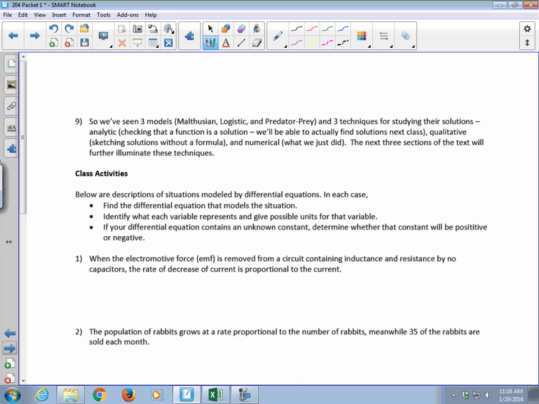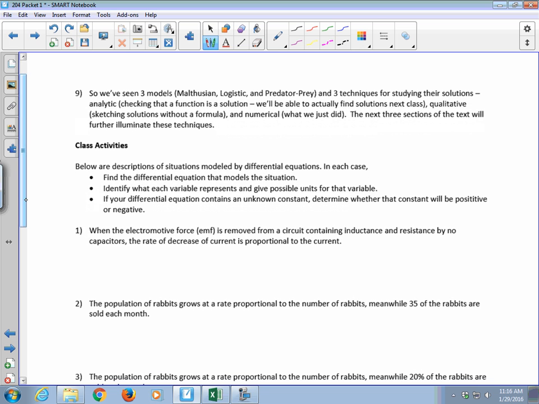Oh, I have one last thing to say, sorry. So we've seen 3 models now, the Malthusian model, the logistic model, and a predator-prey model. And 3 techniques for studying their solutions. Analytic. So far, all we can do is check that a function is a solution. I'll give you a differential equation and the solution and say, verify that it's a solution. But we'll be able to actually find solutions next class. But then we can also do qualitative analysis and numerical analysis.